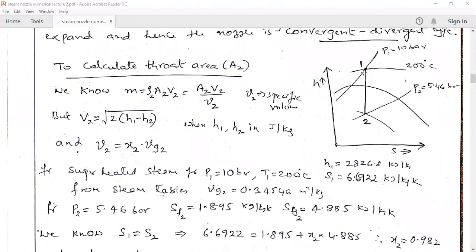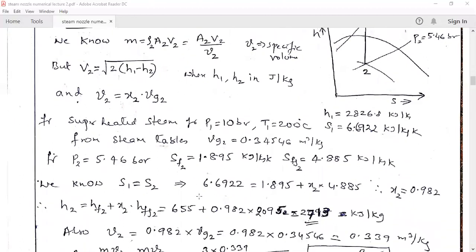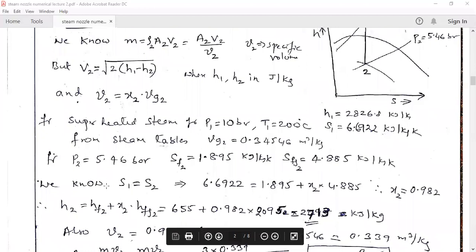And we know s1 is equal to s2 since it is isentropic expansion. So s1 we can directly get from the superheated table, and that will be equal to s2. S2 you cannot get directly because it is in the wet region. So using this condition s1 equals s2, we will find the value of x2, that is the dryness fraction.